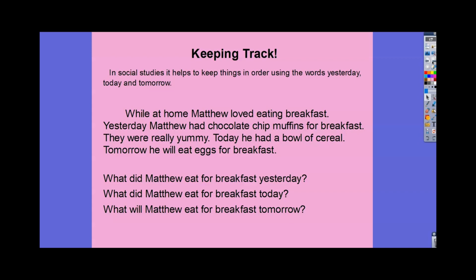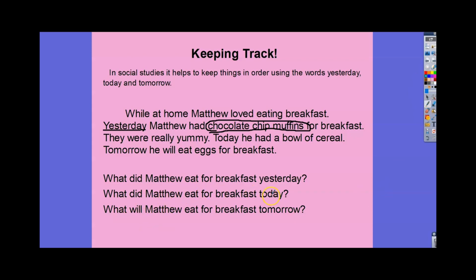Look at our questions. What did Matthew eat for breakfast yesterday? Here's that word yesterday. So let's go up and find the word yesterday. While at home, Matthew loved eating breakfast yesterday. Here's the yesterday. Matthew had a chocolate chip muffin for breakfast. So our answer is chocolate chip muffin. So I'm going to circle what we would write. And I'm going to switch colors for the next one.